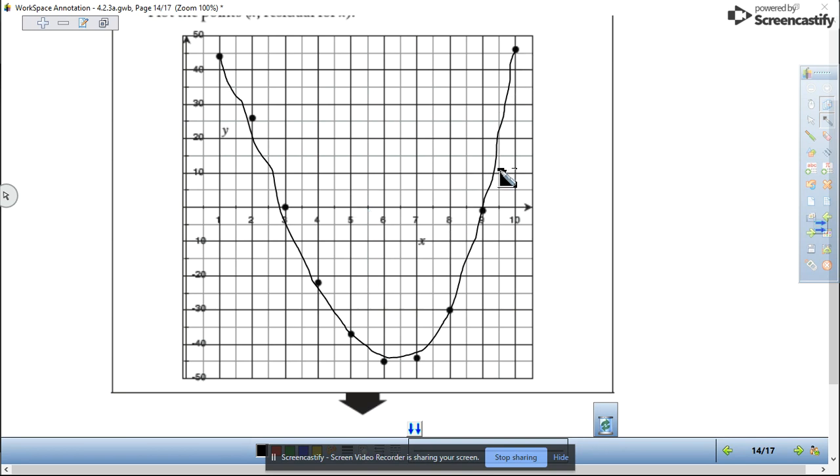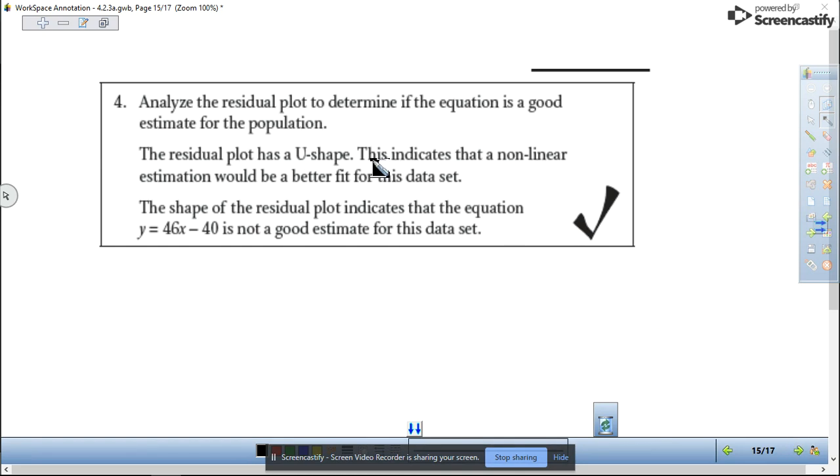That doesn't mean it's a quadratic function or some other crazy kind of function that we hadn't talked about. All that tells you is because it's not truly scattered, a linear function is not the best fit. Okay, so that's what you want to get out of that. It definitely has a U shape, and that indicates a non-linear estimation would be a better fit. So this function that she had is not a good estimate of the data. That's all I need you to pick up from 4.2.3. Okay.